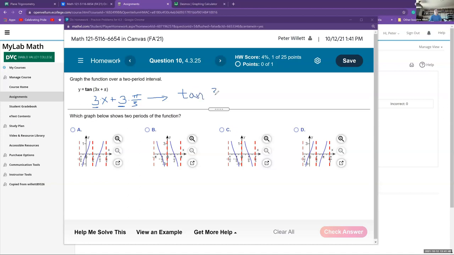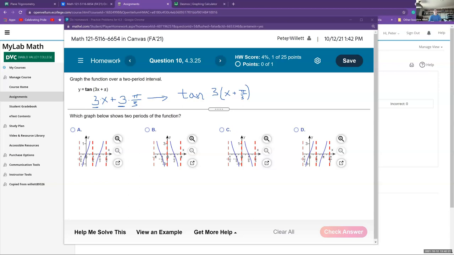of 3 times x plus pi over 3, using some algebra there. And this was recommended for translations where you have a multiplier also, because now we can see that this number will affect the period, and this number will make a shift to try to pick the correct graph.